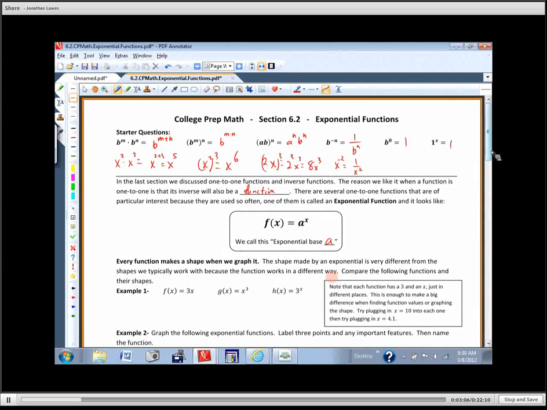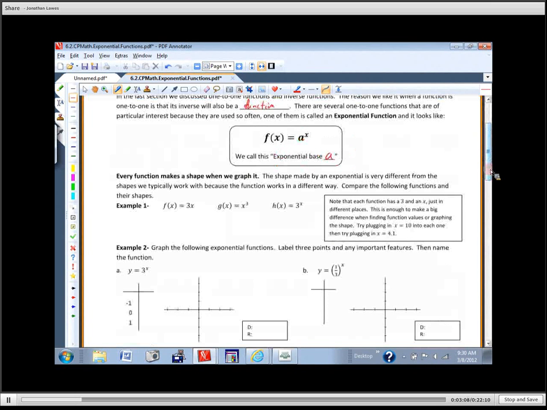Okay? Just like any other function, an exponential function makes a shape when we graph it. So we're going to take a look at 3 different functions here. So the first one is 3x. The next one is x to the 3rd. And the next one is exponential base 3, or that would be 3 to the x. So you'll notice that all of them have an x, and all of them have a 3, but each time they're in a different place. That's enough to make a huge difference in the shape that it makes. Okay? Can somebody describe this shape right here? Line. It's a line. Okay, what does the 3 represent?